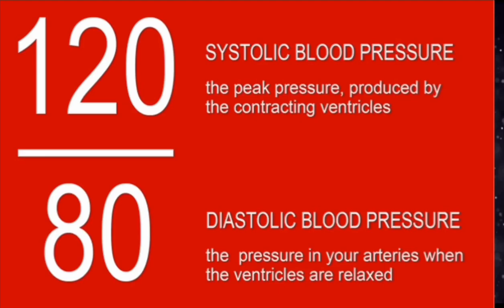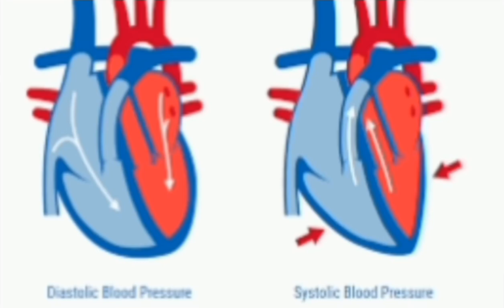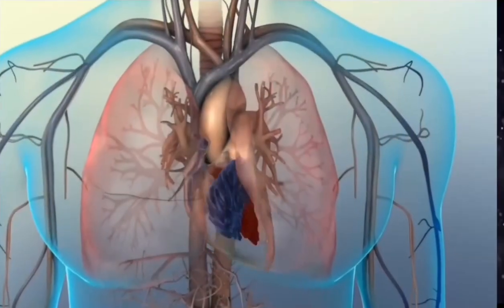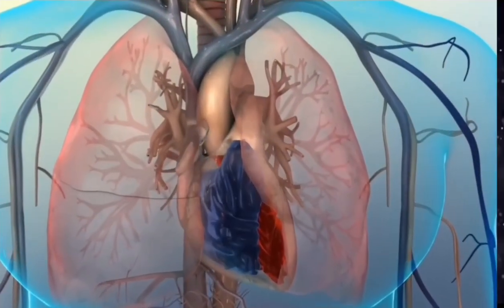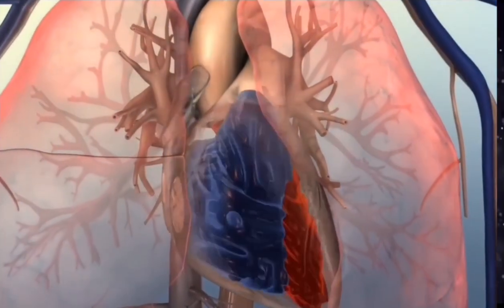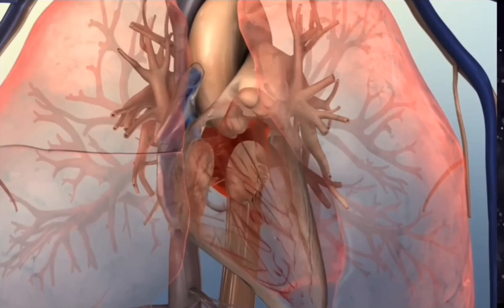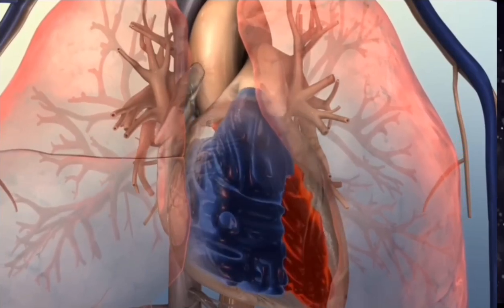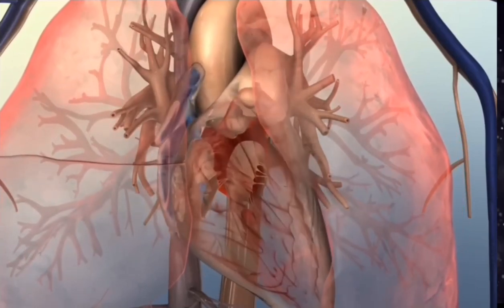Systolic blood pressure means the pressure when the heart is in the systolic phase. As you know, the heart has two phases, the systolic phase and the diastolic phase. Systole is the contraction phase, or the phase when the ventricles contract. In this phase, the ventricle contracts and pumps blood forcefully into the aorta. In the systolic phase, the mitral valve is closed and only the aortic valve is open.